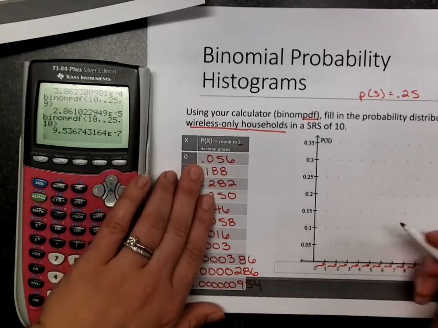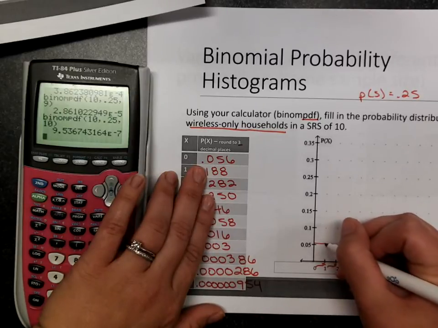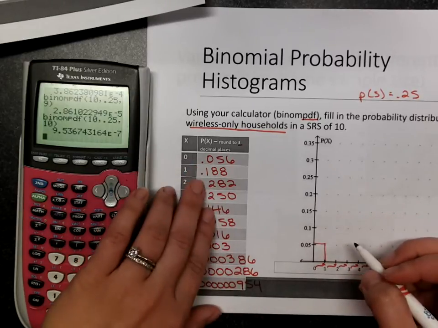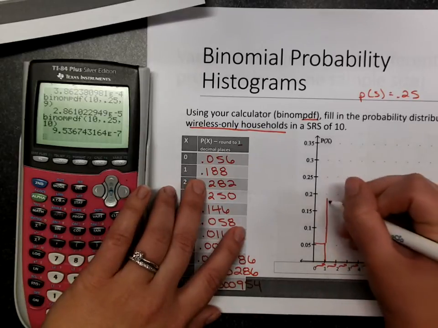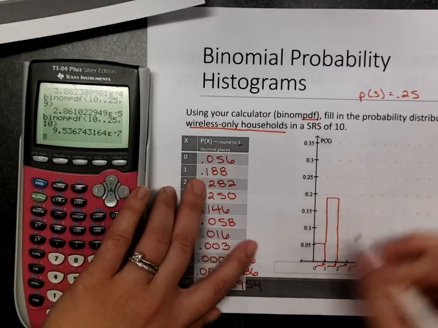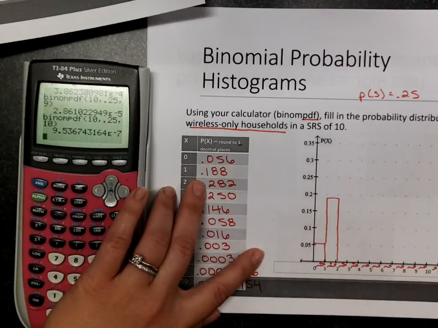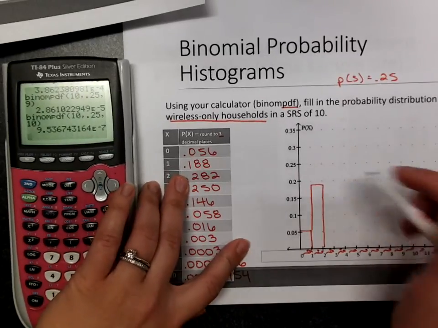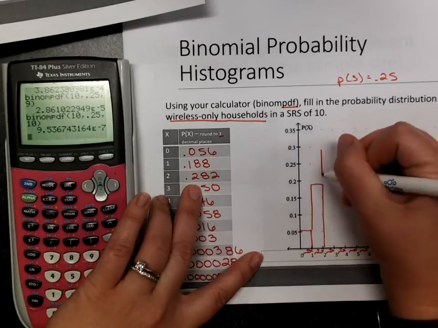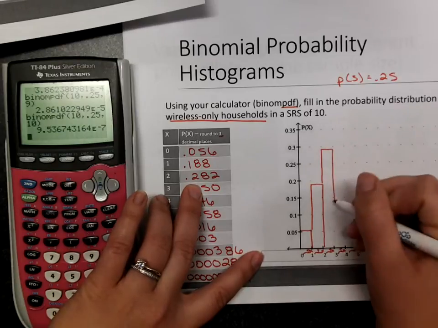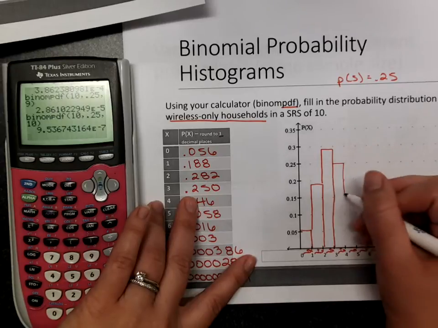So the probability of 0 is 0.056, which is just above that one. And then 1, 0.188 is almost 0.2. Should be between those hash marks. It's kind of messy down there. They always get thrown off. And then for 2, we have 0.282, which is almost 0.3. And then 3 is 0.25.